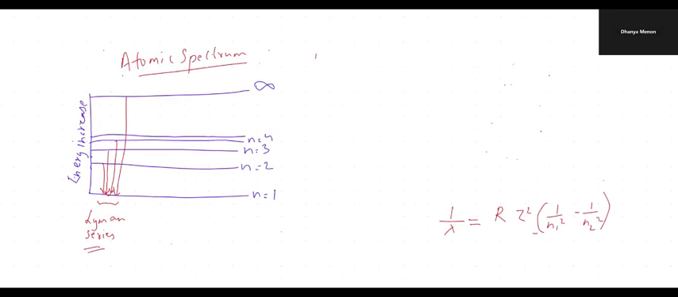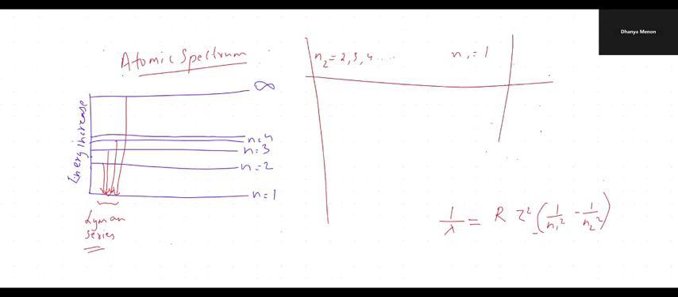Okay, so when n2 can be 2, 3, 4, etc. and when n1 is 1, what is the series we get? We get the Lyman series. This is very important. And where is it found? In the ultraviolet region of the spectrum. Okay, so this Lyman series, where do we find it? Ultraviolet region of the spectrum, which we cannot see.